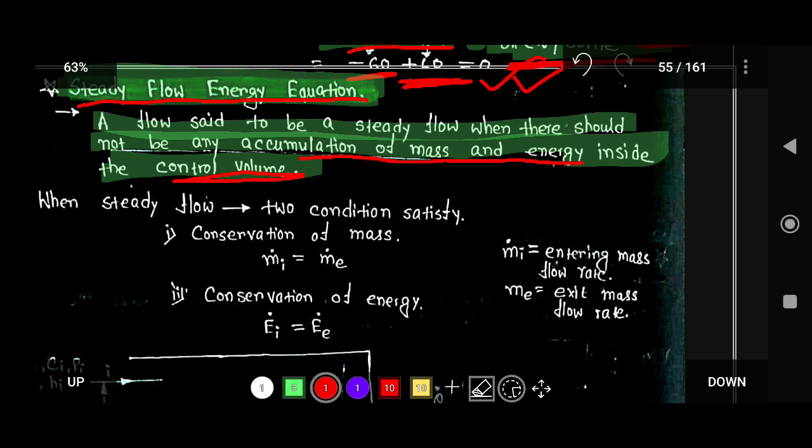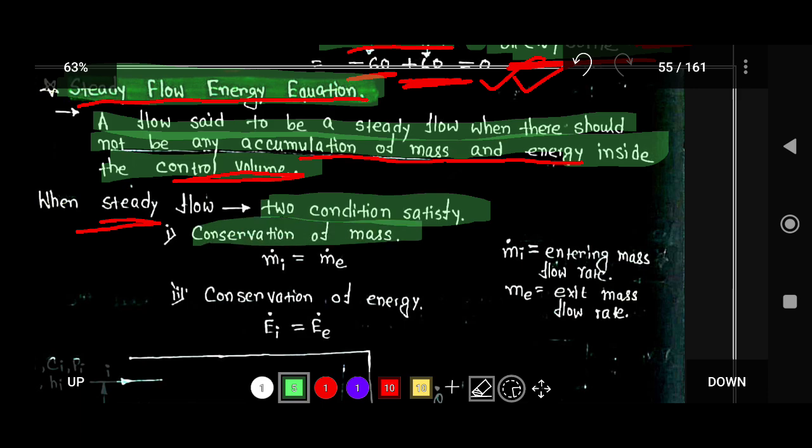If the flow is steady flow, two conditions must be satisfied. What are these two conditions? The first is conservation of mass: the initial mass flow rate m_i dot must be equal to the exit mass flow rate m_e dot. The second condition is that there must be conservation of energy.